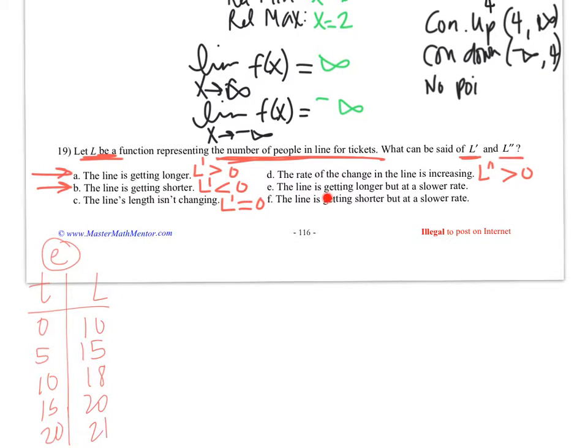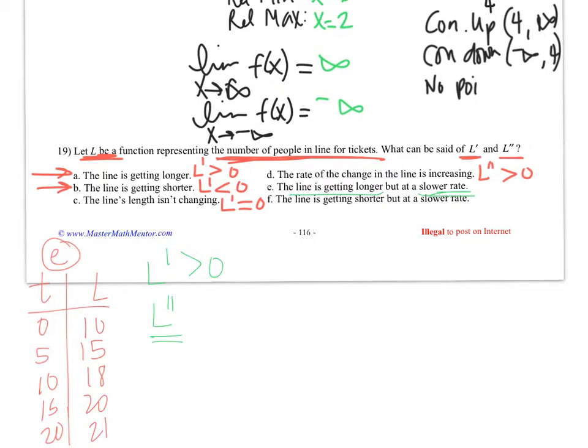In E, the line is getting longer, but at a slower rate. So the line is getting longer means that the first derivative is greater than 0. And now we're talking about the rate that the line is changing. And when we're talking about the rate that the line is changing, or the change of the change, we're talking about the second derivative. Okay, so is the second derivative greater than 0 or less than 0?